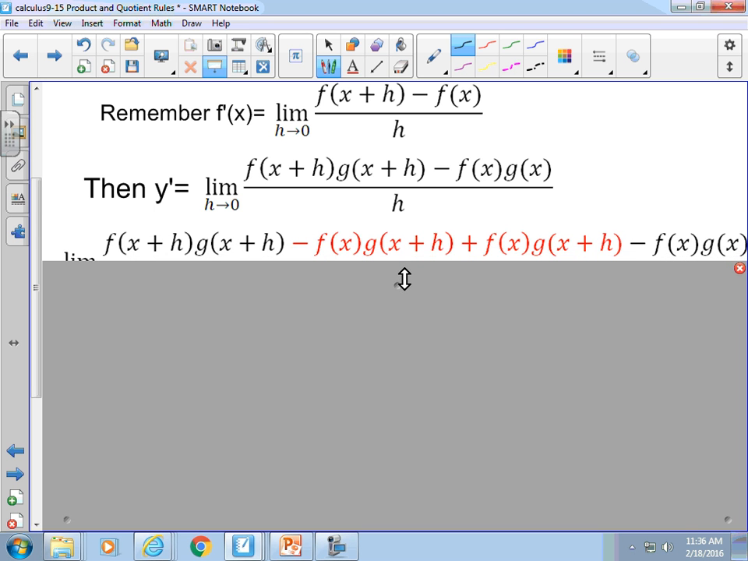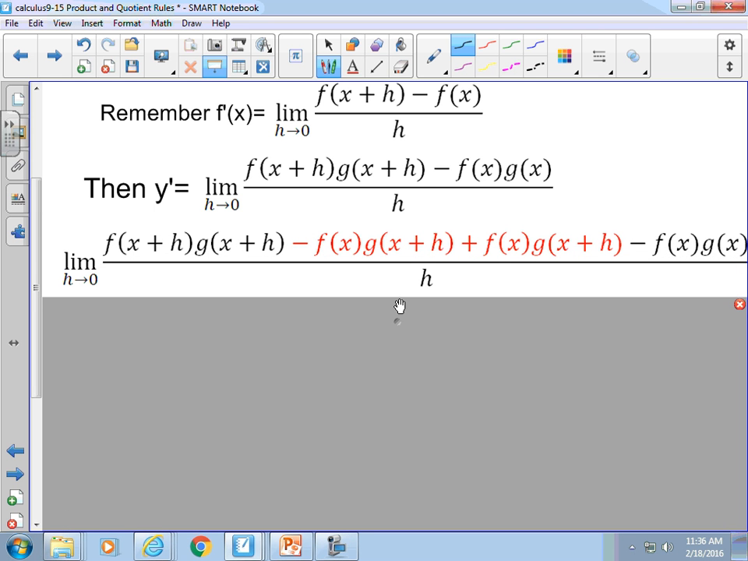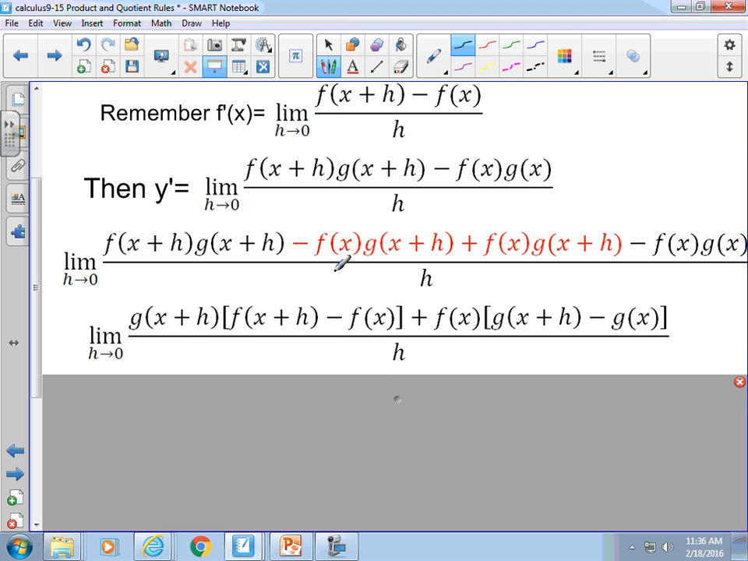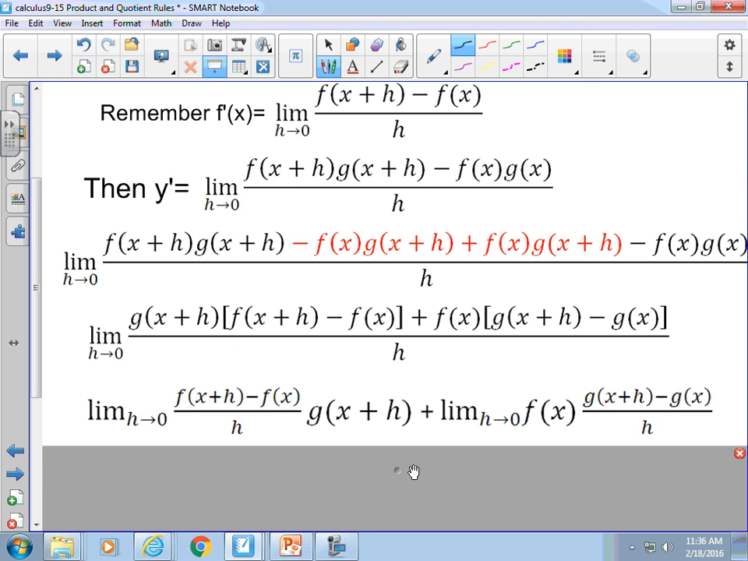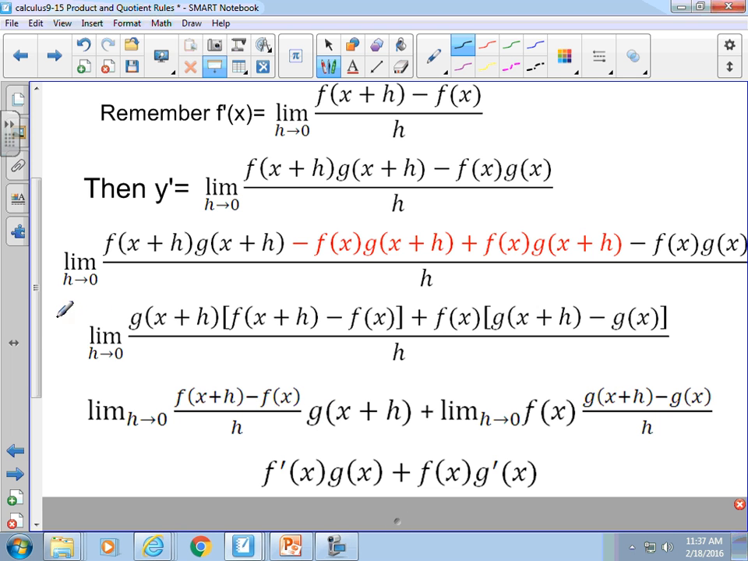With some very clever mathematics, and again, you don't have to come up with this, if you add and subtract the same thing into this red part, which is legal to do, right? If I want to add and subtract 3 for some weird reason, I could. Silly most of the time, but then you could factor a g of x plus h out of the first 2, and an f of x out of the second 2. With some rearranging, that gives you the derivative of f times g of x as h approaches 0, and f times the derivative of g.